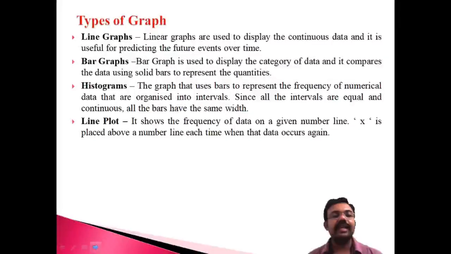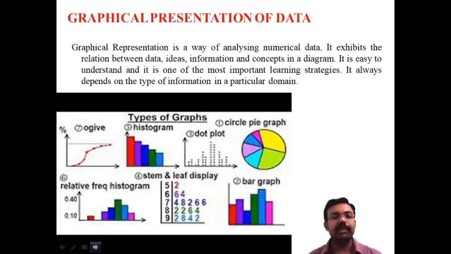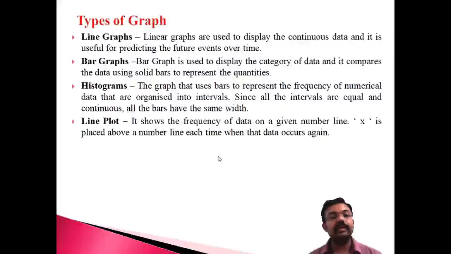And another one is the line plot. The line plot is another important element, also called a dot plot. It is another important representation of the data. So there is the line graph, the bar graph, the histogram, and the line plot. These are the different types of graphs used in graphical representation.